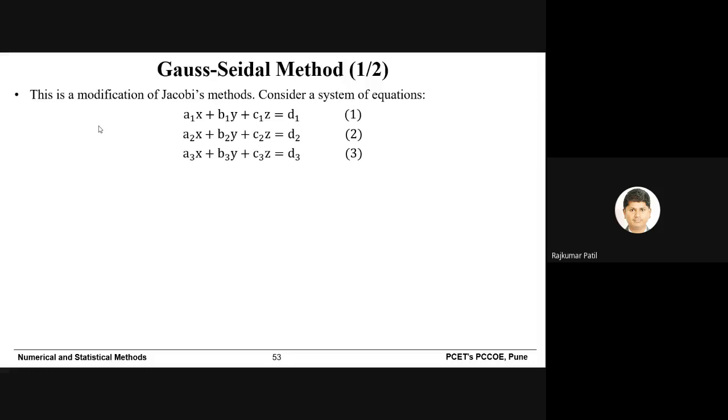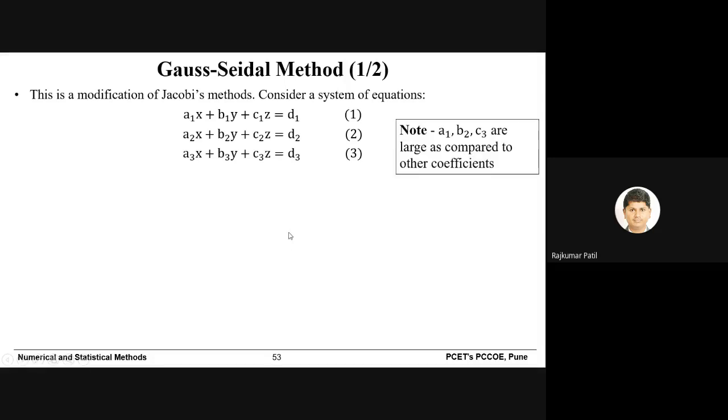So consider a system of equations a1x plus b1y plus c1z equal to d1. This is the first equation. a2x plus b2y plus c2z equal to d2 is equation number 2. And a3x plus b3y plus c3z equal to d3. So we are considering three simultaneous equations.